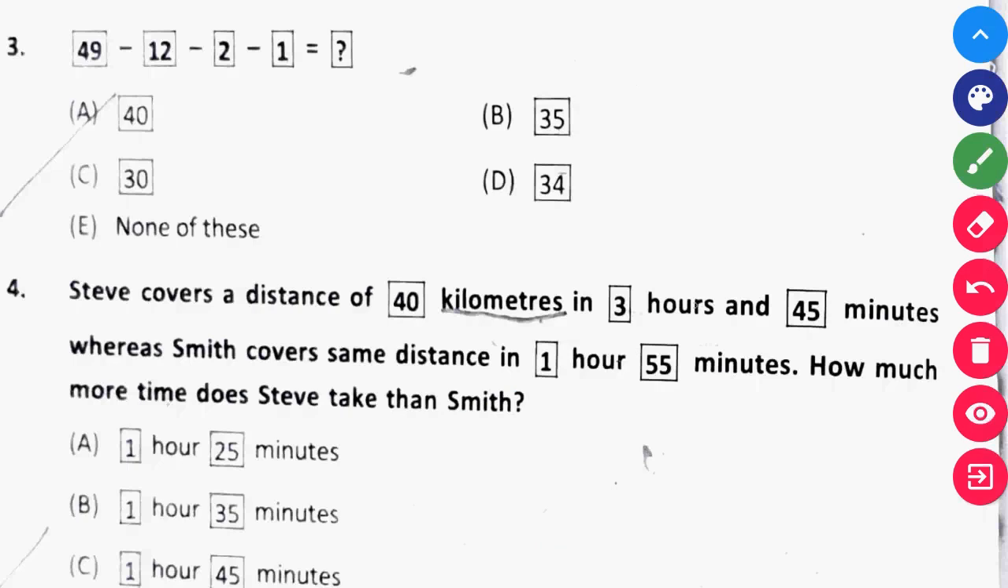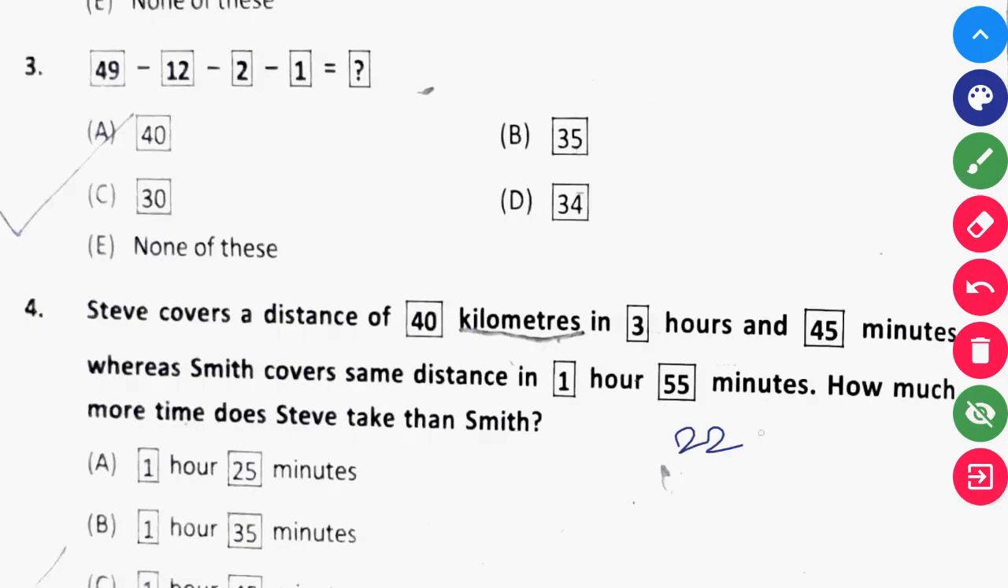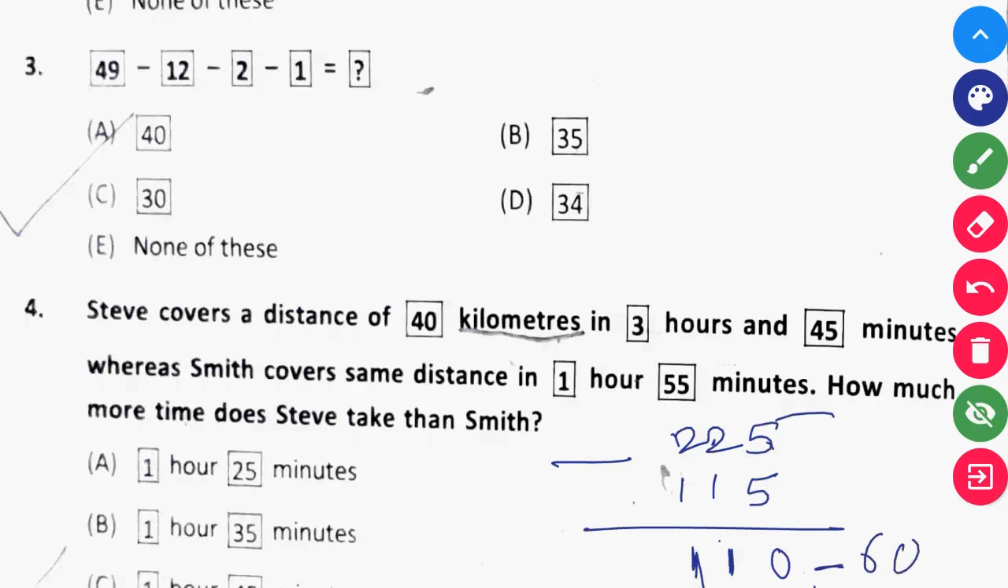So in the first method, what we had calculated, 225 minutes is the time taken by Steve and 115 minutes is the time taken by Smith. Now subtract: 5 minus 5, 0; 2 minus 1, 1; and 2 minus 1, 1. Now 1 hour 10 minutes. So subtract 60 from this 10 minutes. So you will get 50. So 60 minutes is equal to 1 hour. So 1 hour 50 minutes more time is taken by Steve than Smith.